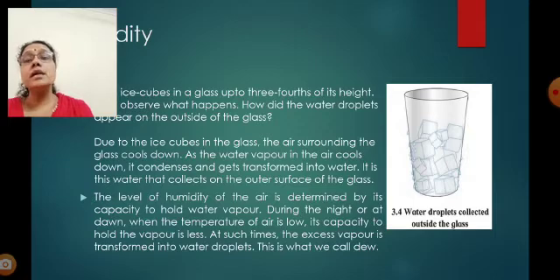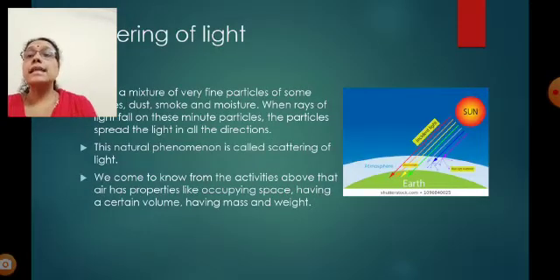Another example: during the winter season, early in the morning, you must have observed dewdrops dropping from the tip of the leaves. That is also due to the condensation of water vapor from the atmosphere. That's about humidity. Next is scattering of light.